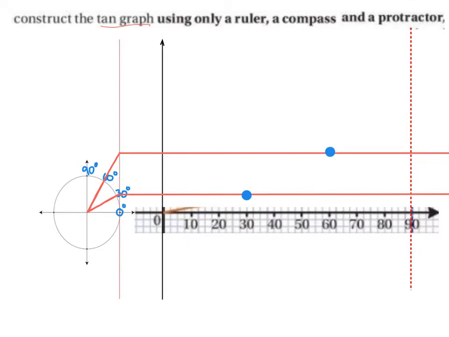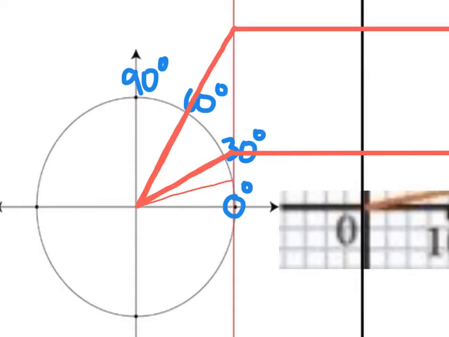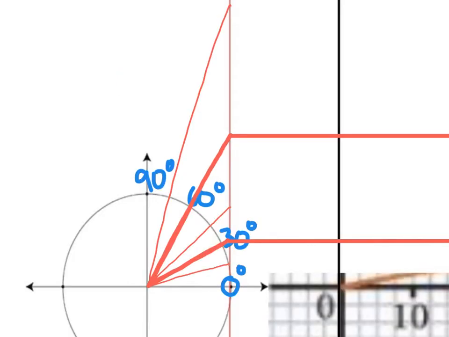Now if we want to get more accurate, we could go halfway between 0 degrees and 30 degrees, which would be 15 degrees, and do the same thing. And then we could do the same with halfway between 30 and 60 degrees, which would be 45 degrees. And we could do the same halfway between 60 and 90 degrees, which would be 75 degrees. And then I'm going to draw lines to the right of each of these points, making sure that they are parallel to the x-axis.